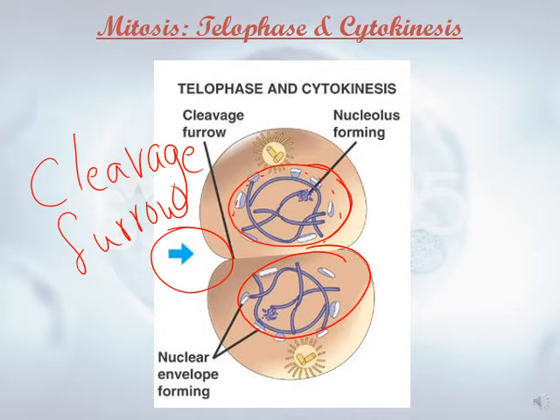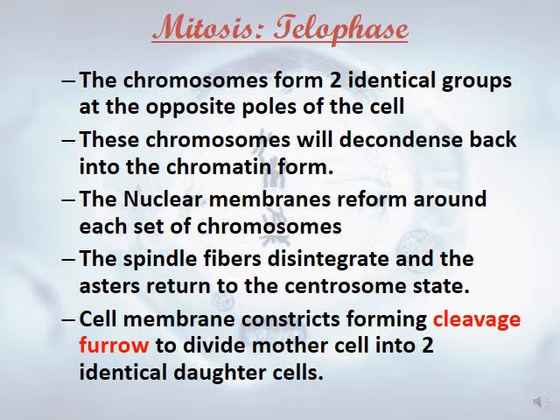Here the nuclear membrane will start to reappear, and the spindle fibers disintegrate. The cell membrane will constrict. This is the constriction site. The cell will constrict, forming what's known as the cleavage furrow, to divide the mother cell into two identical daughter cells.